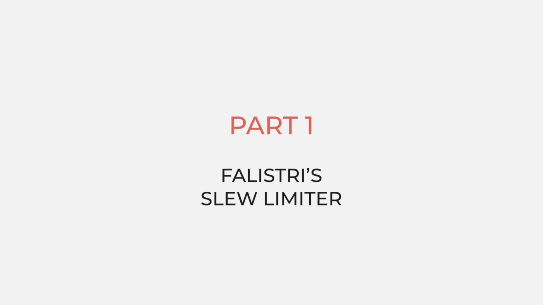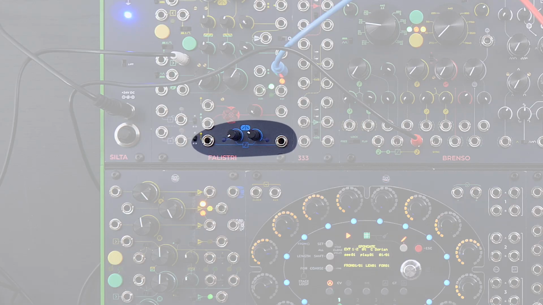But modular synthesizers are modular, so we can always hope to find a module that does exactly what we need. In this system here we have three modules that can help us achieve a proper portamento: FALISTRI, USTA, and BRENSO. Let's start with FALISTRI. The section that interests us is the linear slew limiter, colored in blue.